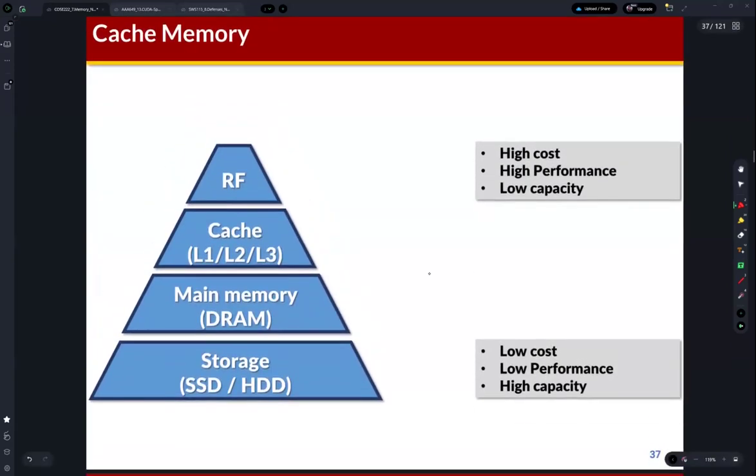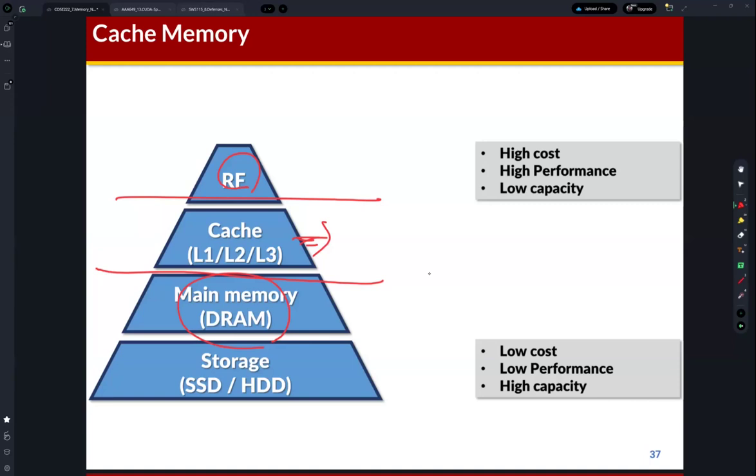Then this is the memory hierarchy. So where is a cache? Cache is here. This is the register file. This is main memory, and then you can find multiple levels of cache, like the L1 cache, where L means the level. So level 1 cache, level 2 cache, and then level 3 cache.